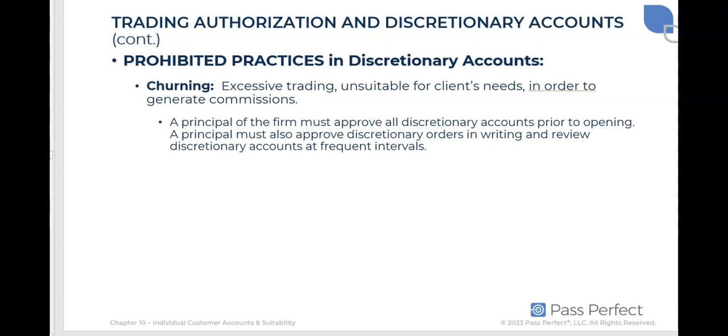All right, so first off, churning, which is excessive trading just to make commissions. That is definitely a prohibited practice. And so the principal has to review discretionary accounts. First off, they approve it prior to opening the account, and all discretionary orders have to be in writing and reviewed regularly. First off, at the end of the day, and also they'll review the trading on a regular basis to look for patterns such as churning or excessive trading or recommending things that are not appropriate, not suitable to that customer.